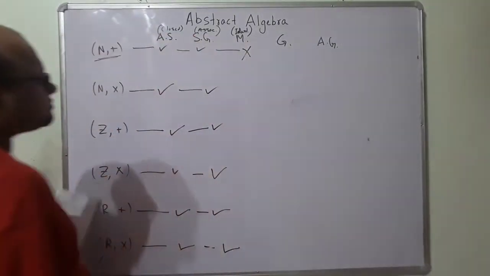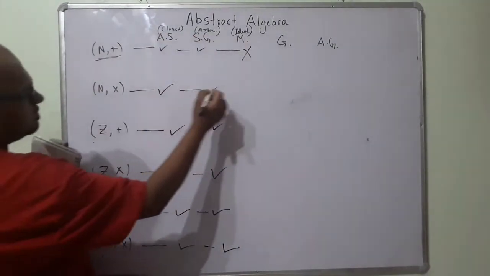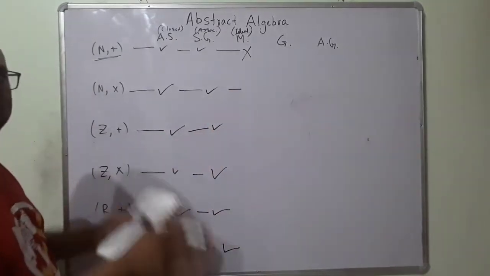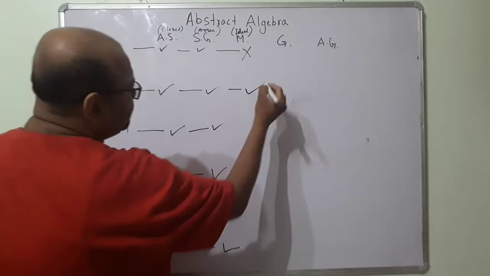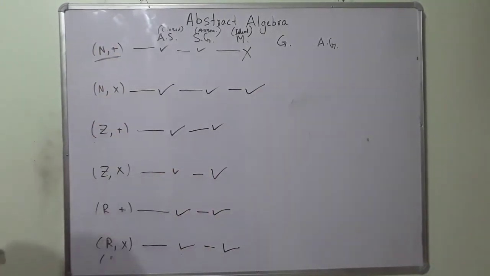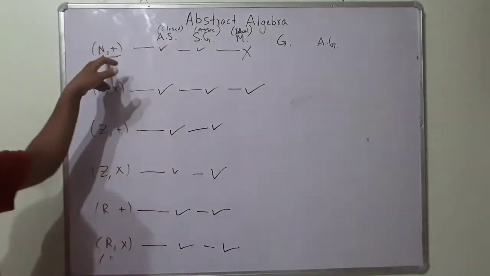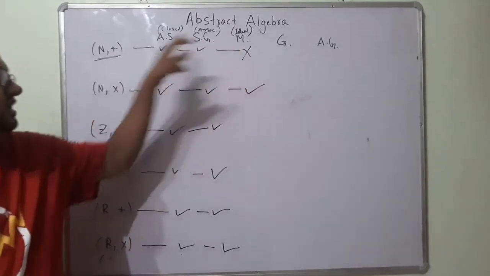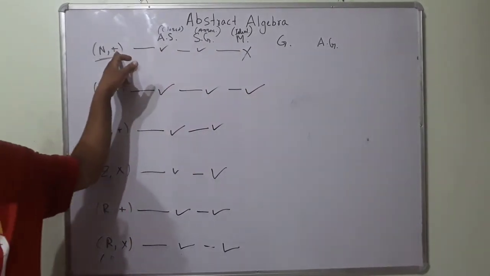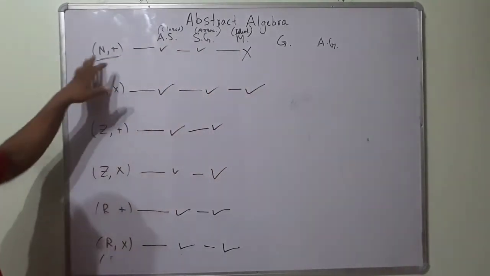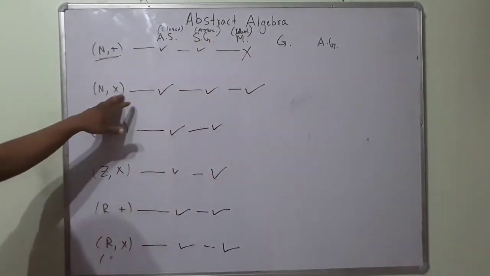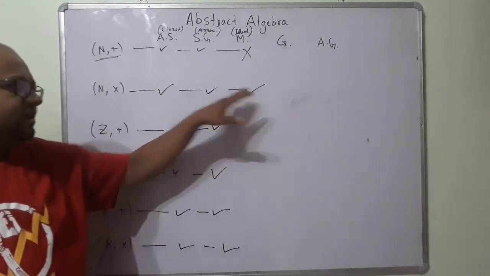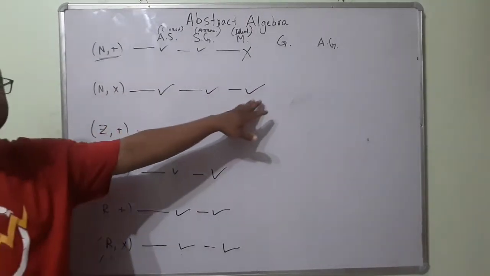Does 1 belong to the set of natural numbers? Yes, 1 belongs to the set of natural numbers. Therefore, it is a monoid. 0 does not belong to the set of natural numbers. Here the operation is addition and the additive identity does not belong to my set, therefore it is not a monoid. Here the multiplicative identity 1 belongs to my set, therefore it's a monoid.